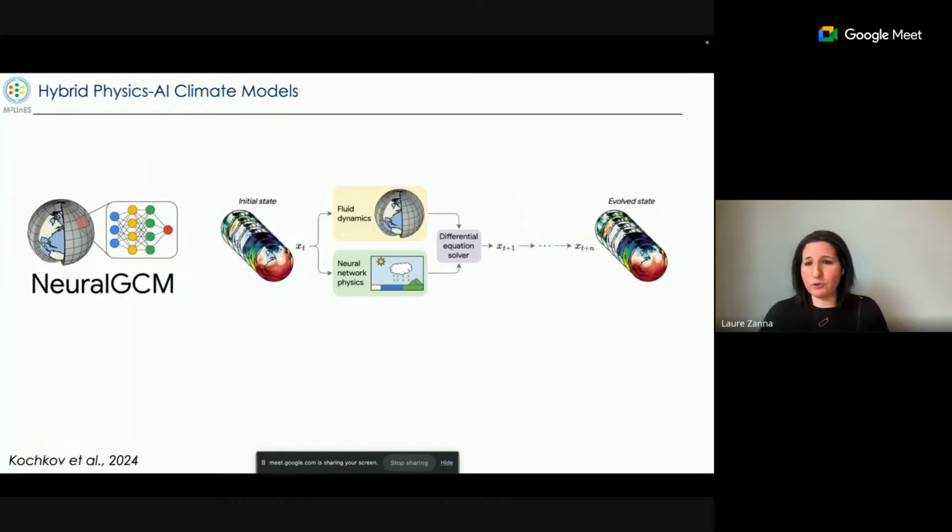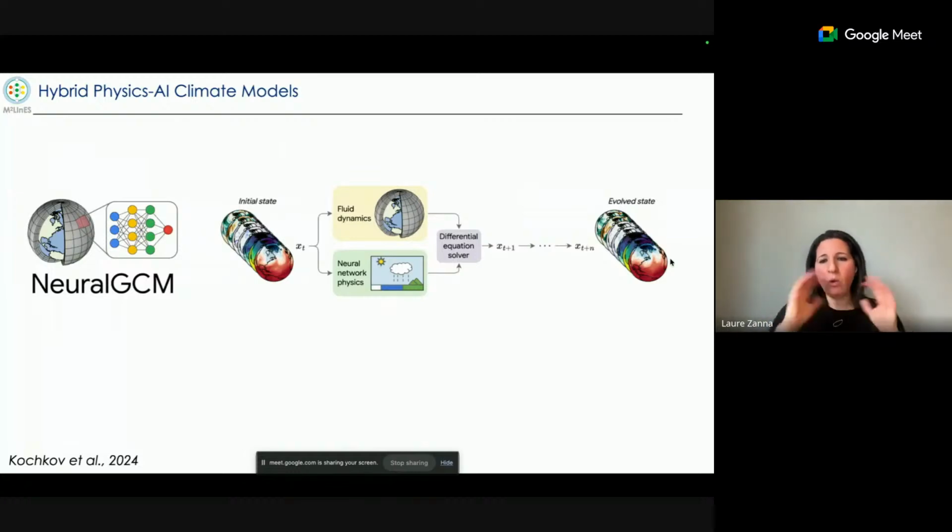I want to point out that there are a lot of efforts going on, and one of them is actually at Google. Neural GCM has the same spirit of building a physics AI climate model. What Neural GCM is doing is a little bit different than what we're trying to do, and I'll explain the difference later, but it's the same flavor. We start with an initial state. There is the dynamical core that solves the fluid dynamics. There's a neural network that represents all the subgrid physics. Everything goes into the solver, and then we get the next time step. So the workflow is the same.